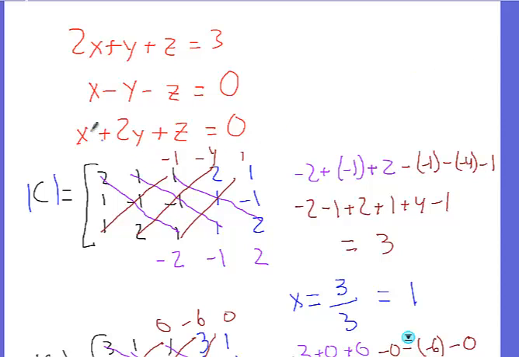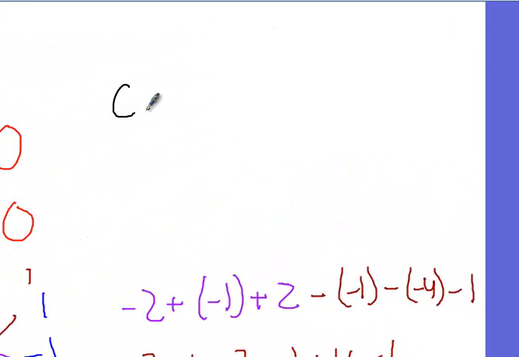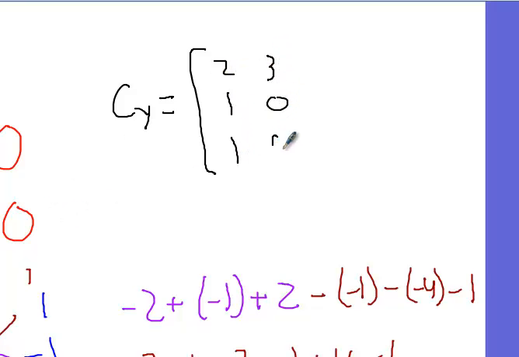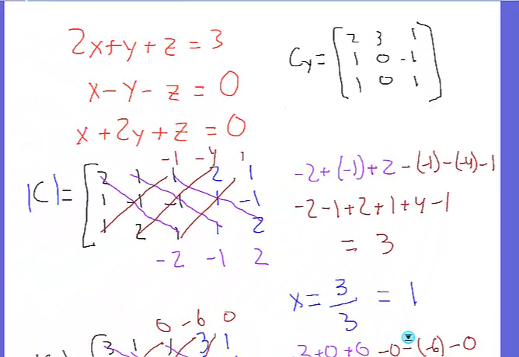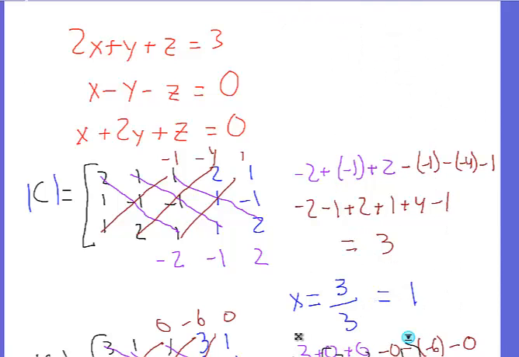Now, what we want to do is also go back and find y. So again, I'm going to write the y coefficient matrix. Instead of writing the y column, I'm going to write the answers there. So the first column is going to be 2, 1, 1, then 3, 0, 0, 1, negative 1, positive 1. And again, we have to find the determinant of this matrix.